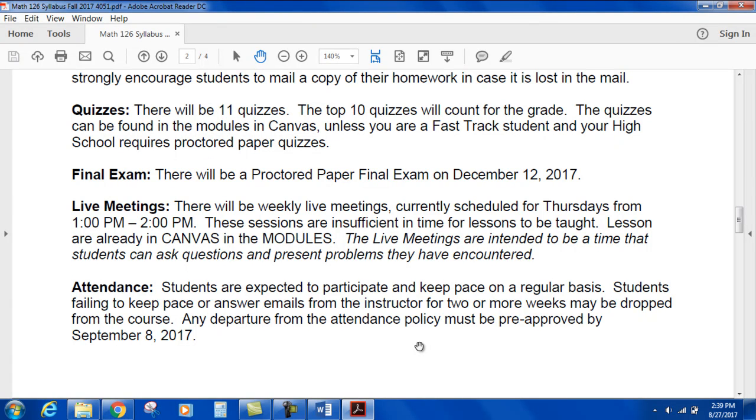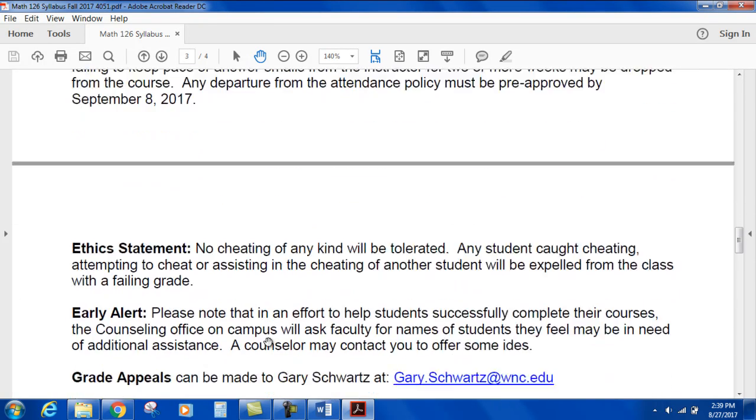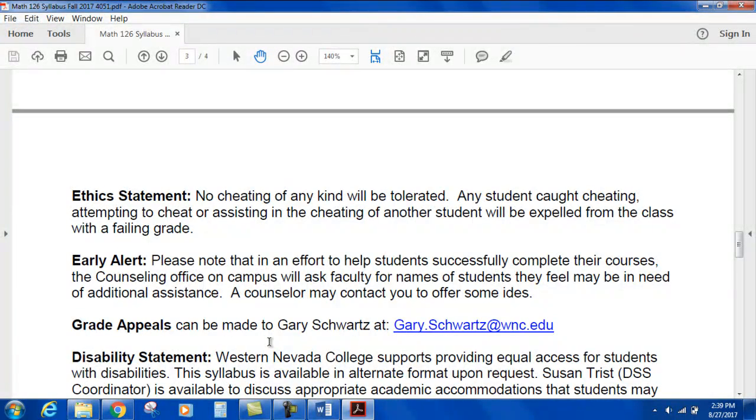Students failing to keep pace or answer emails from the instructor for 2 or more weeks may be dropped from the course. Any departure from the attendance policy must be pre-approved by September 8th, 2017. Ethics statement: no cheating of any kind will be tolerated. Any student caught cheating, attempting to cheat, or assisting in the cheating of another student will be expelled from the class with a failing grade.